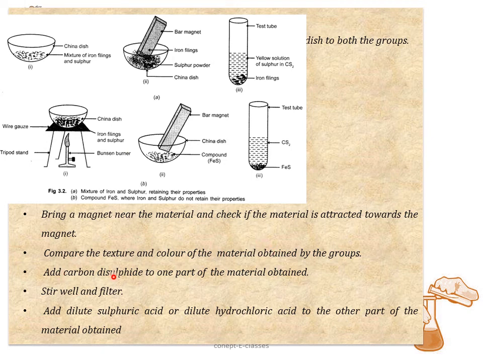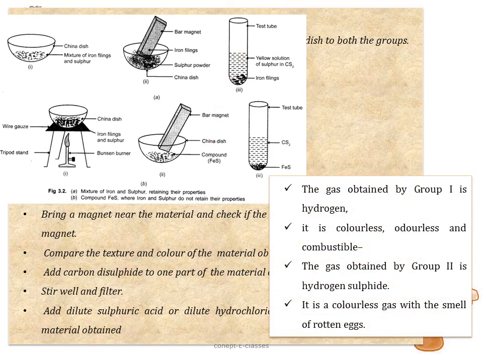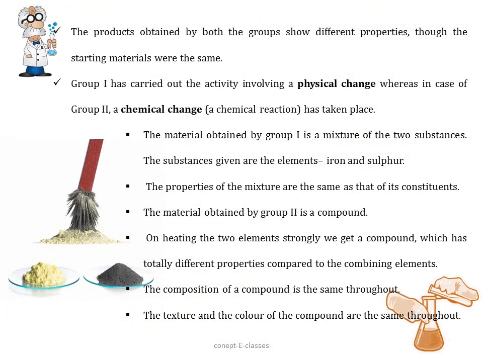Now when we add carbon disulfide to one of the materials obtained, we stir well and filter. So we added this carbon disulfide and here we got a yellow solution. And we obtain a gas which is hydrogen, which is colorless and odorless. But when we added hydrogen sulfide to group 2, what happened? We got a colorless gas with the smell of rotten eggs. So the products obtained by both the groups showed different properties, though the starting materials were the same.